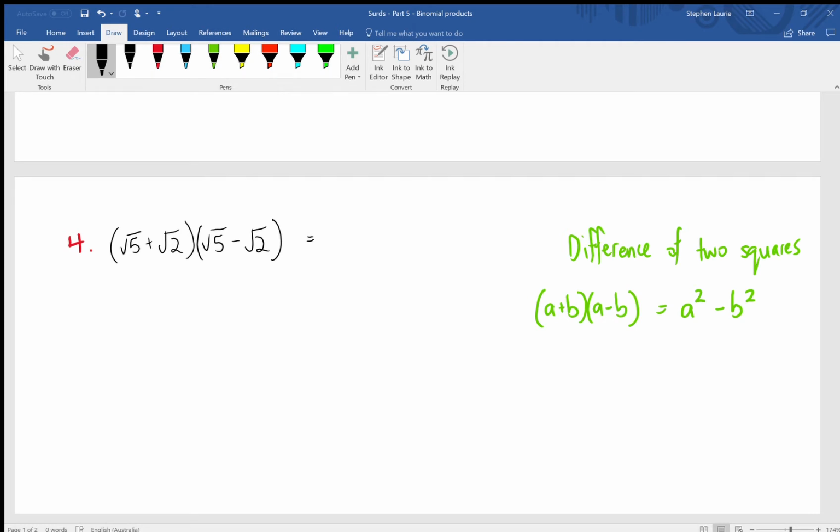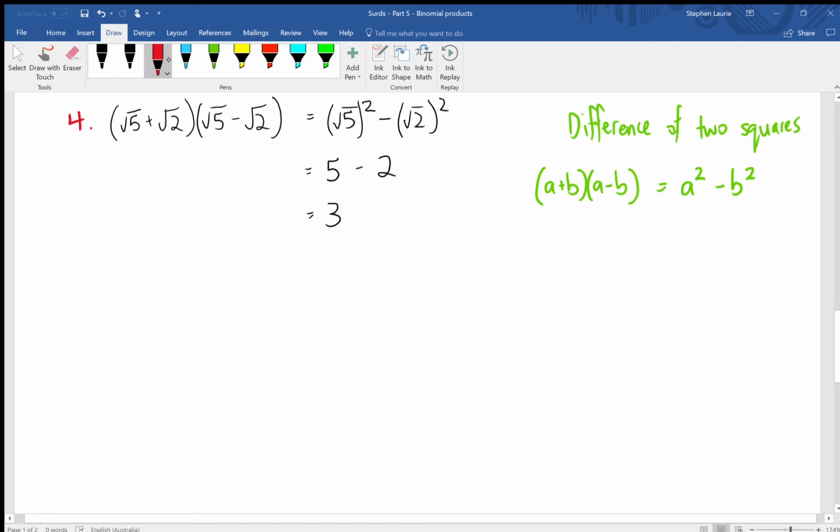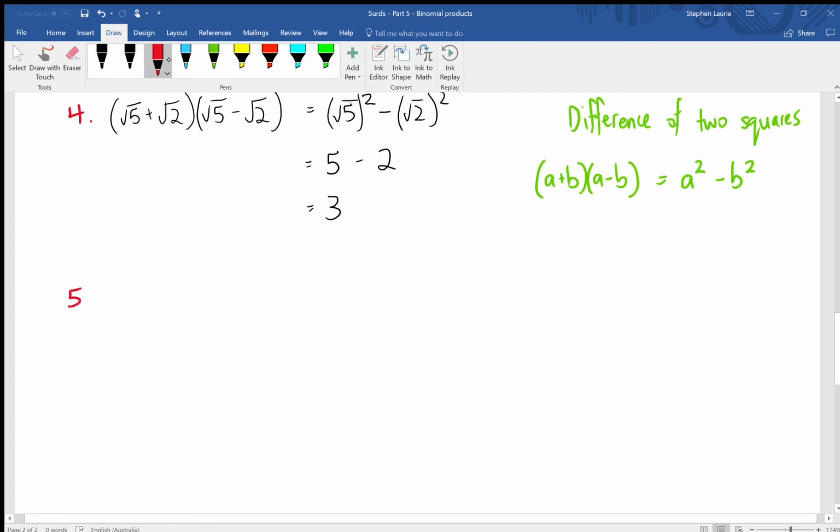It's a difference of two squares question, so we have the square root of 5 squared minus the square root of 2 squared. But the square root of 5 squared is just 5, and the square root of 2 squared is just 2, and 5 take away 2 is 3. So that actually simplifies down really nicely. Alrighty, last example, 5.